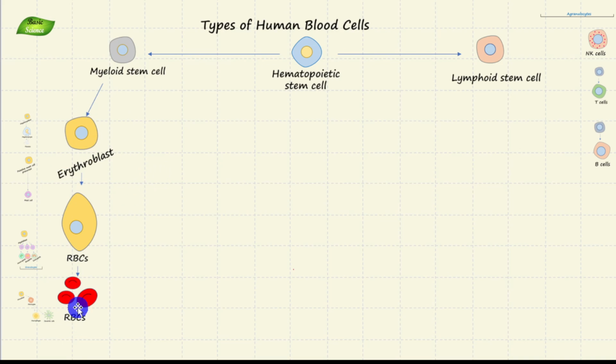Erythroblast is going to further differentiate into the RBC, and that will basically perform the function of carrying the oxygen. So moving on from the erythroblast, I would like to explain first the lymphoid stem cell. In the lymphoid stem cell, there are progenitor cells that differentiate again from hematopoietic stem cells. They will form B cells, T cells, as well as natural killer cells.